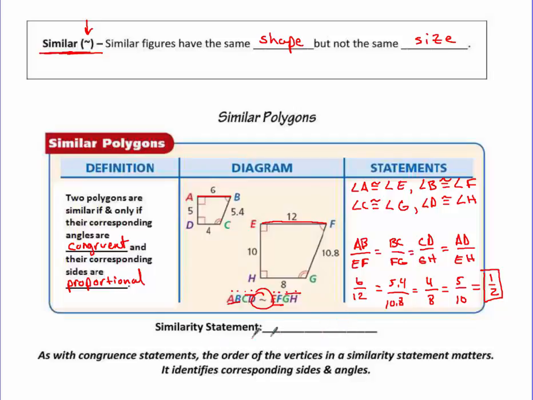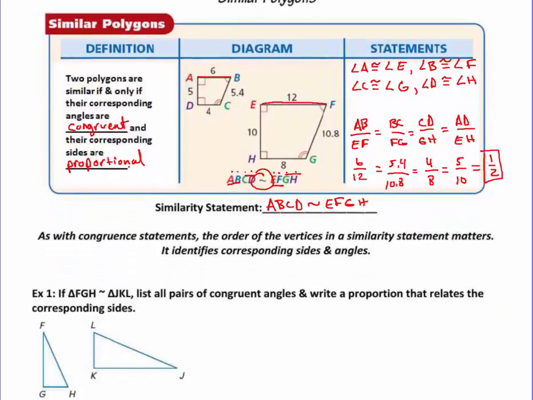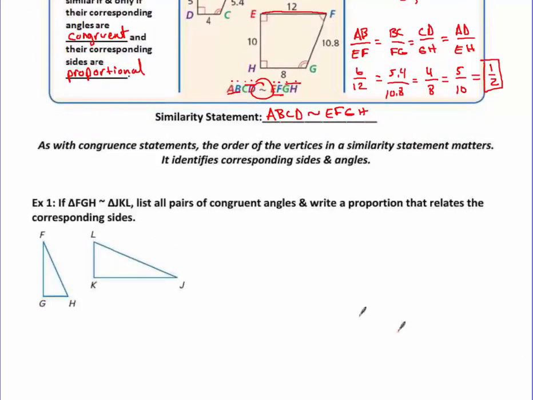And we have to write a similarity statement. We'll say that ABCD is similar to EFGH. And that's our similarity statement. Remember, we had congruent statements, so this is a similarity statement. And just like with congruent statements, the order matters. You can't just write all four letters in any order you want. So take a look down here.